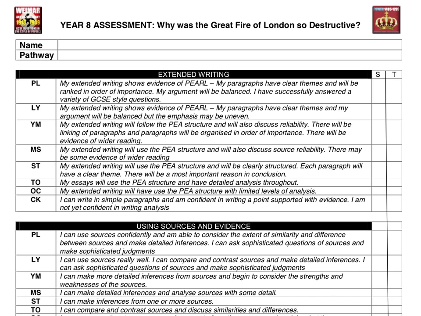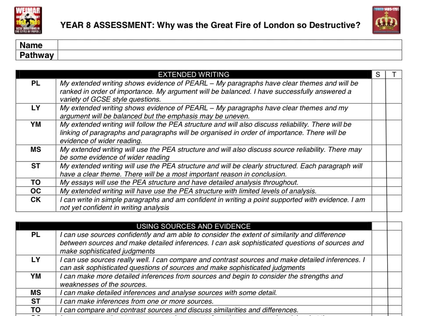Okay, now this particular style of question is going to require from you an introduction, 3 PEA paragraphs and a conclusion. The 3 reasons that you give me for why the fire was so destructive should ideally be written in order of importance, from the most important to the least important. And you should also be thinking about how possibly you could link your paragraphs together.